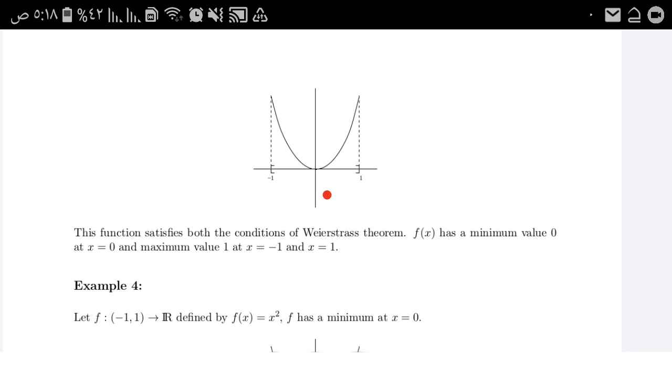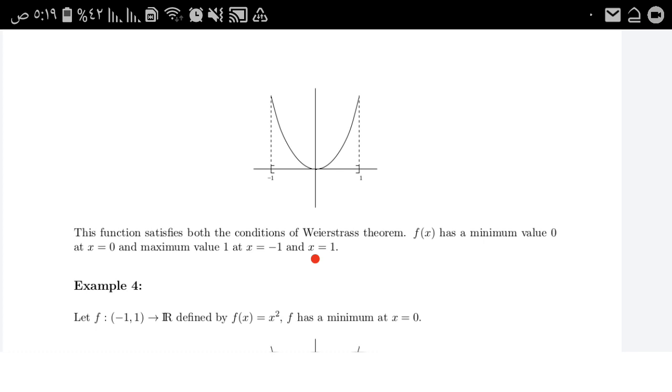The interval -1 to 1 in this example is closed. Also, the function f, as you can see, is continuous. So this function satisfies both the conditions of the Weierstrass theorem. f(x) has a minimum value 0 at x equal to 0 and a maximum value 1 at the points -1 and 1.